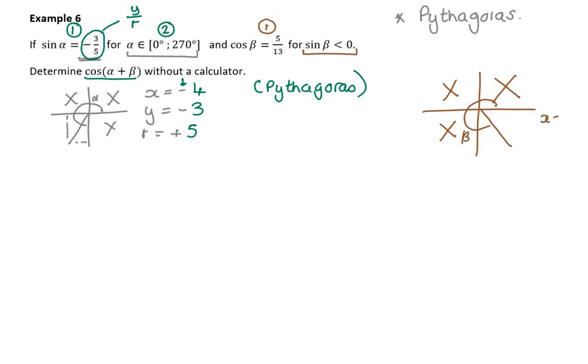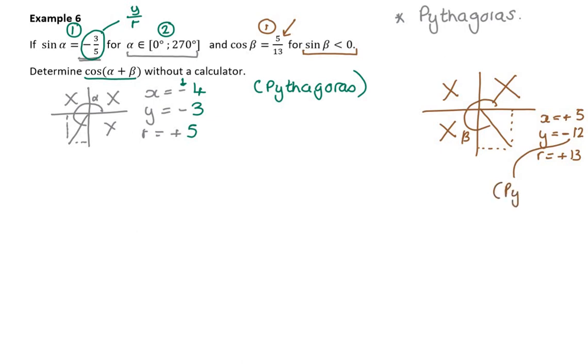Now, why did I want to know this? Because then I can go and say, well, r is always positive. This y value would be negative. The x value would be positive. If I look at my definition, cos by definition is x over r. And then if I go and do Pythagoras, I'll get 12.